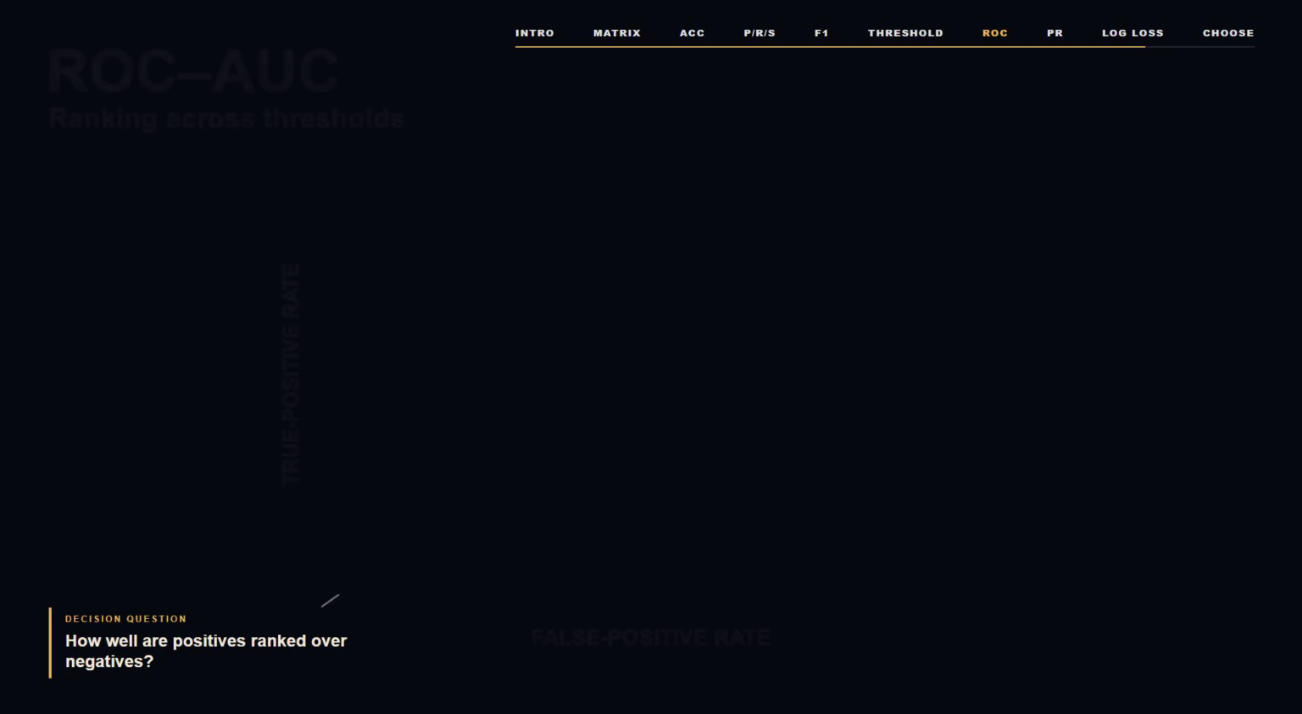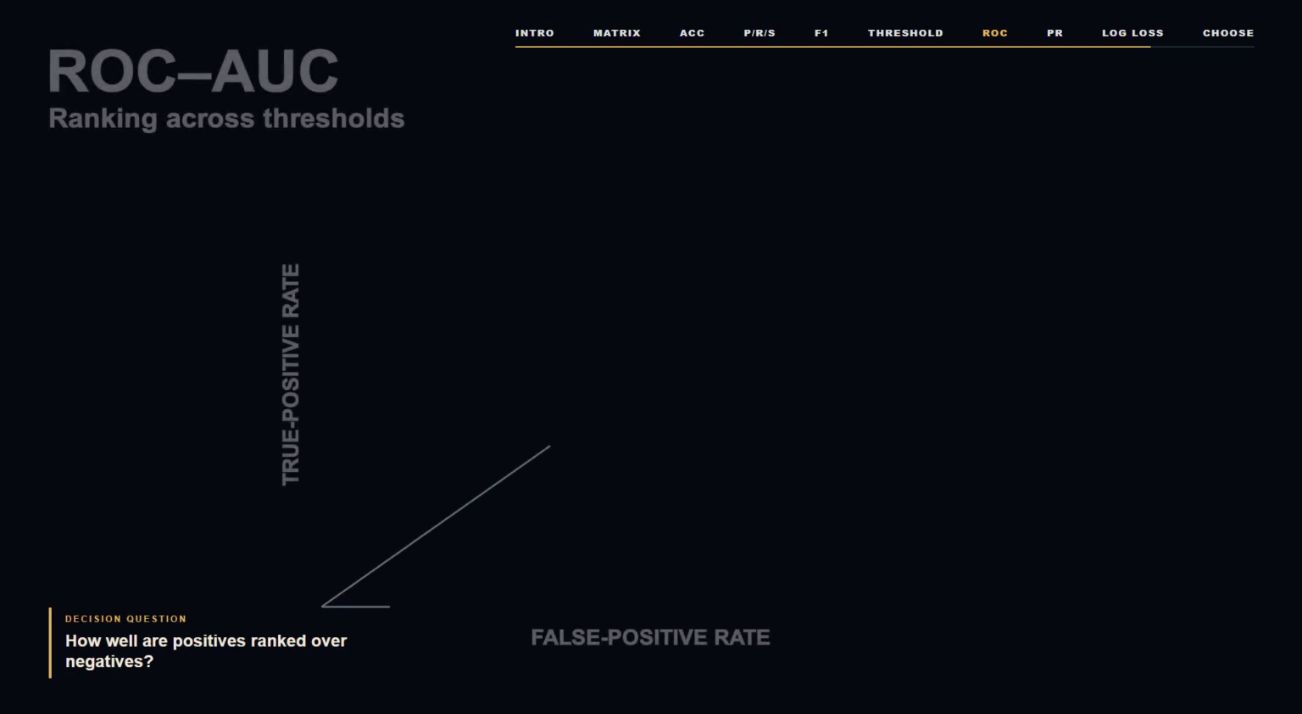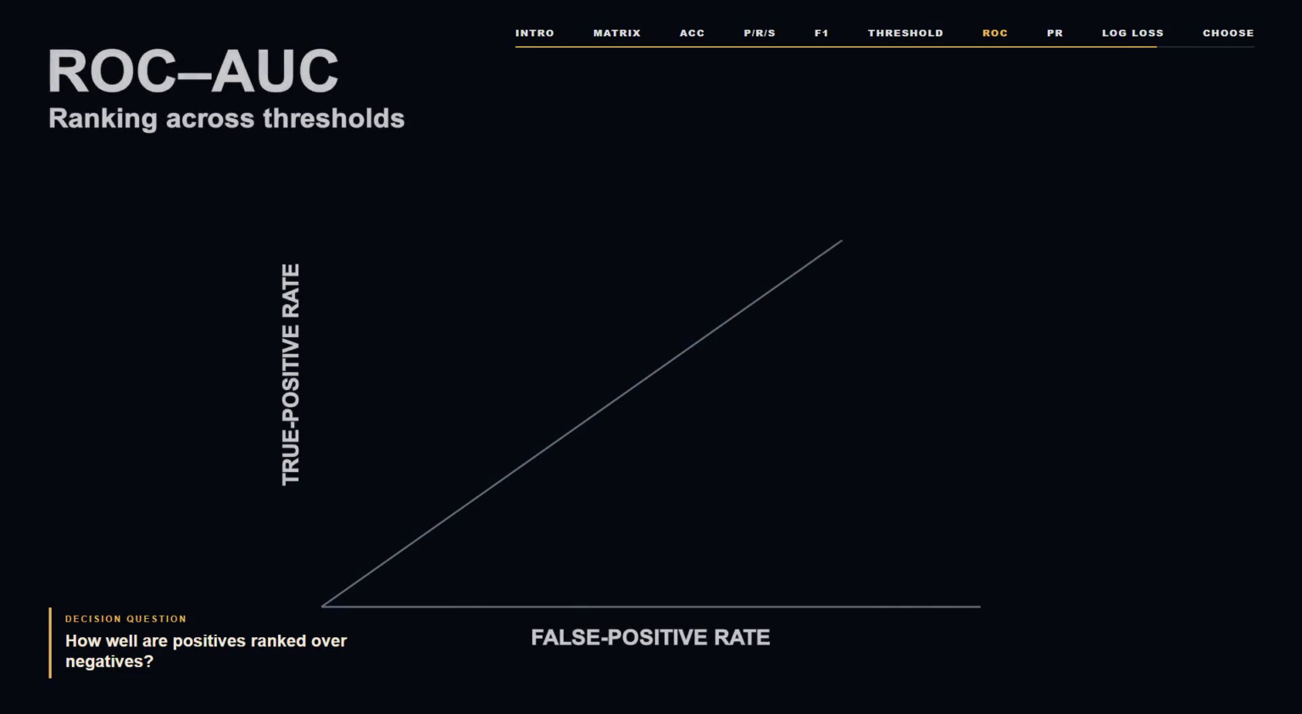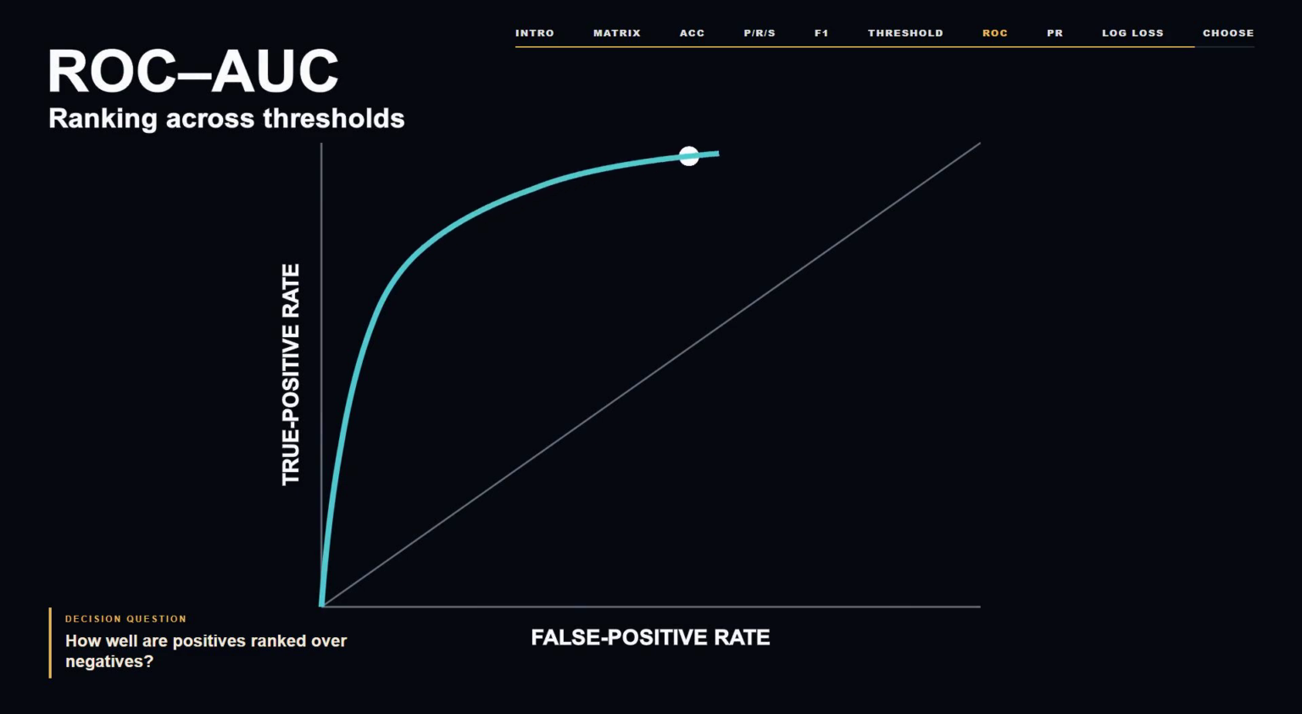What if you want to compare ranking ability before committing to one threshold? Record recall, the true positive rate, against the false positive rate at every threshold. Those points trace the ROC curve. Its area, ROC-AUC, summarizes how well the model tends to rank a random positive above a random negative. 1 is perfect ranking. 0.5 is random-like ranking.